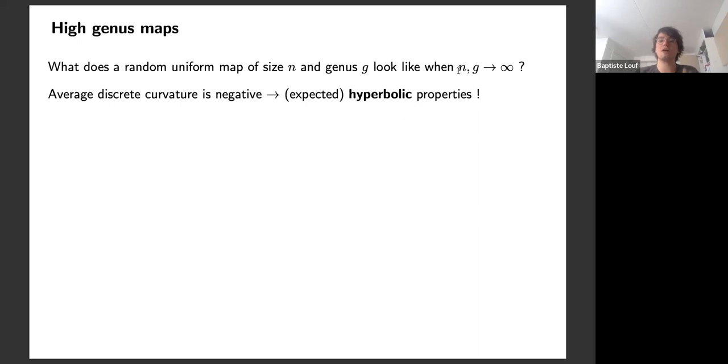You have to specify how fast they go to infinity with respect to each other. I'm going to make it more specific when I come to concrete examples. But the main interest in this model is that there's a notion of average discrete curvature that you can calculate, and when both the size and the genus go to infinity, the discrete curvature is negative and bounded away from zero. And so you expect some hyperbolic properties. That's why people started getting interested in these high genus maps.